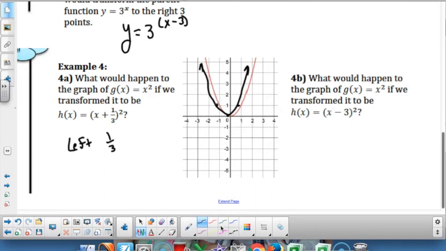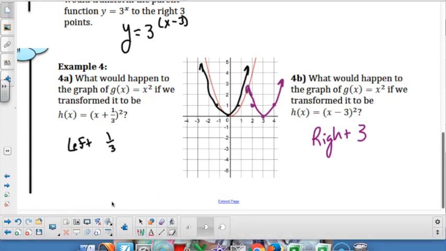All right, this one over here then, it wants to know what would happen if we transformed it. Instead of x squared, we have x minus 3 squared. Well, subtracting from the variable moves it right 3 spaces. So instead of 0, 0, I'm going to be 3, 0. And instead of 1, 1, I'm going to be 4, 1. And instead of negative 1, 1, I'm going to be at 2, 1. And I get this parabola.